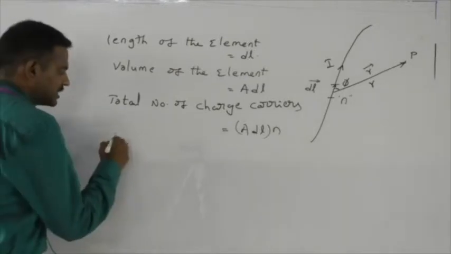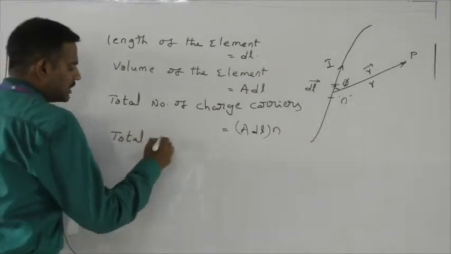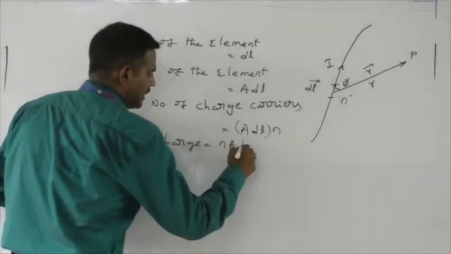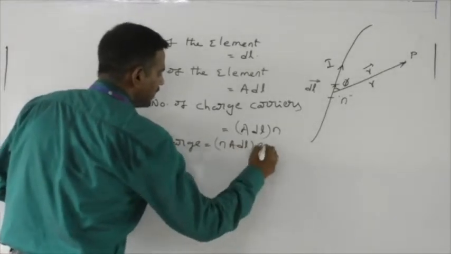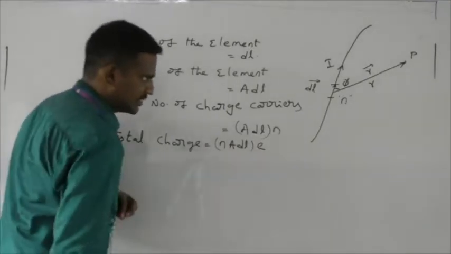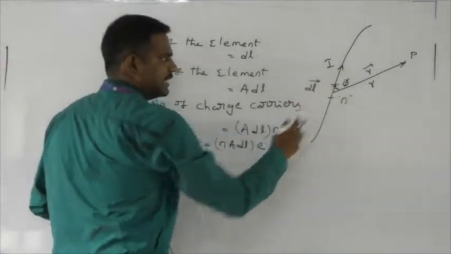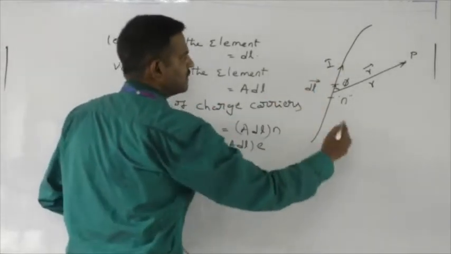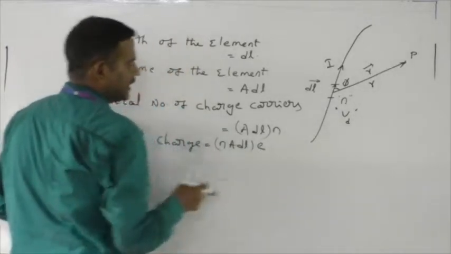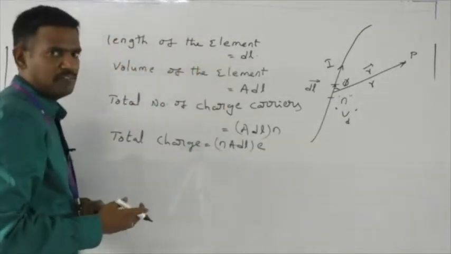Now, what's the total charge? The total charge can be written as n A dl multiplied by e, where e is the charge on the electron. Now this is nothing but the total charge. And what is their velocity? Inside the conductor, they will move with a velocity called drift velocity. That we know, so the velocity of this total charge is nothing but Vd.